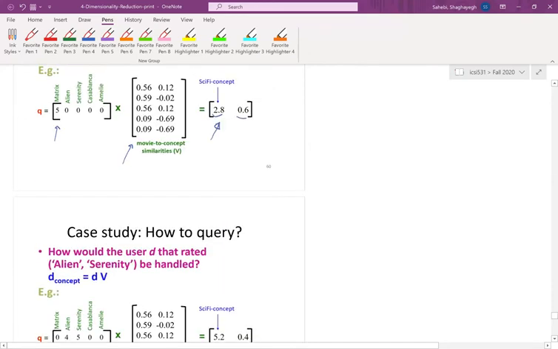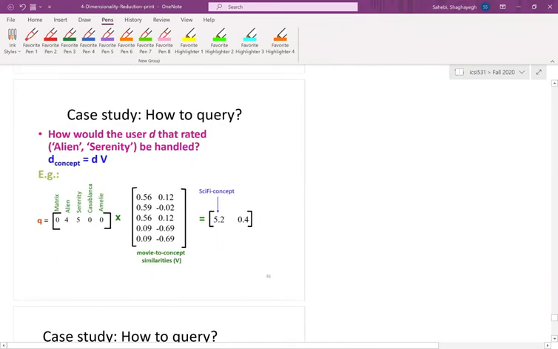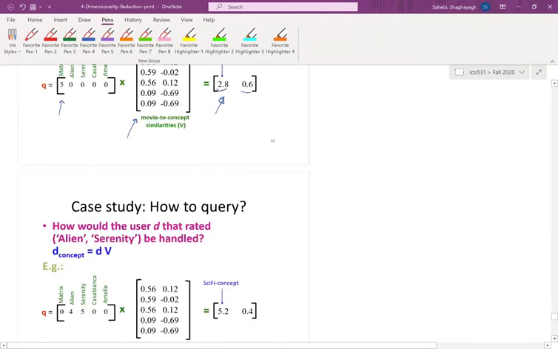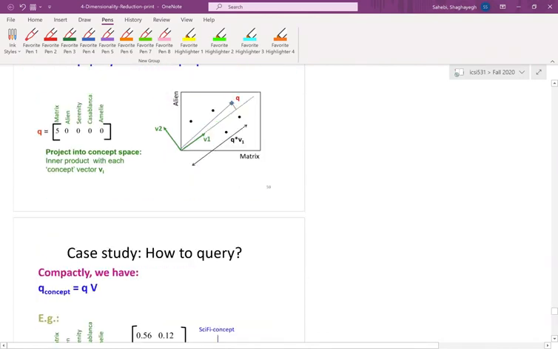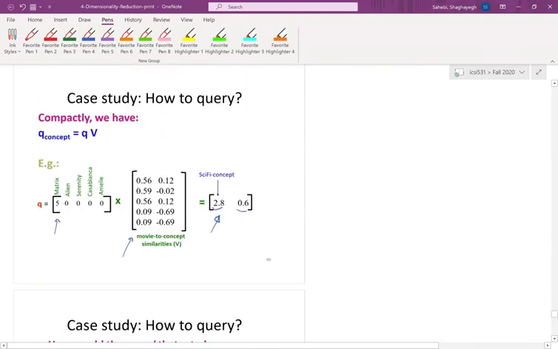Okay, now that I have done that, I know that the users who like the movie Matrix are going to look like this. They are similar to this kind of concept representation. So I can actually compare all the rows or users in the user-to-concept matrix to this vector and see which ones are like that.